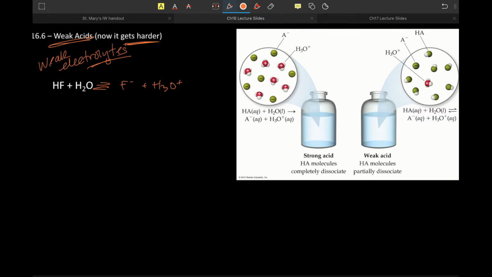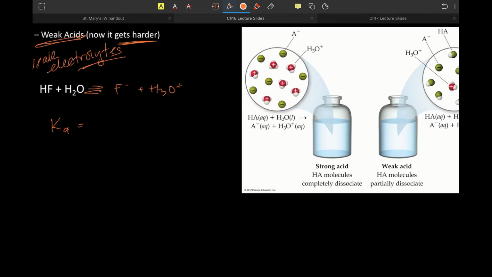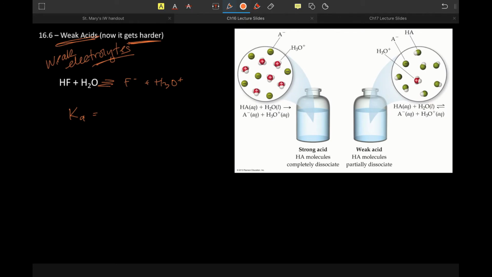Now, thinking about how to write an equilibrium expression, because anything that doesn't go completely forward and can be expressed by the fact that it goes backwards and forwards is going to have a K expression, which we're going to denote as Ka, where that A tells us this is the K for an acid, or the acid dissociation constant. We're going to have F minus and H3O plus on top, and down here we will have our reactant, which is HF. We exclude water because pure liquids and pure solids are excluded from our K expressions.